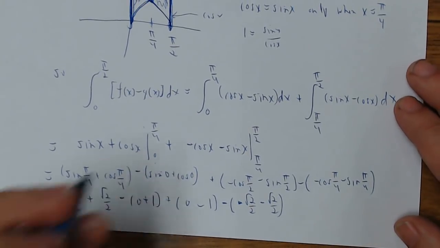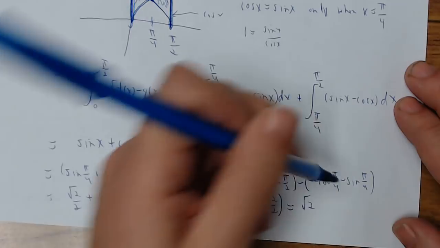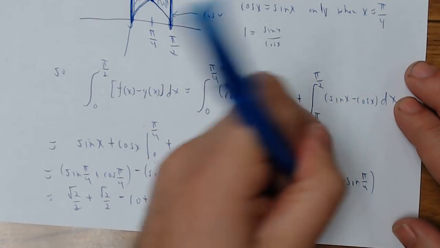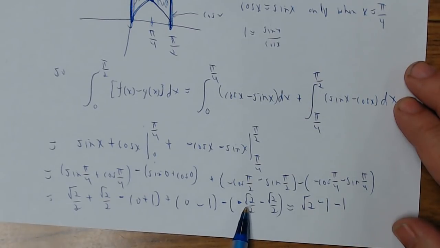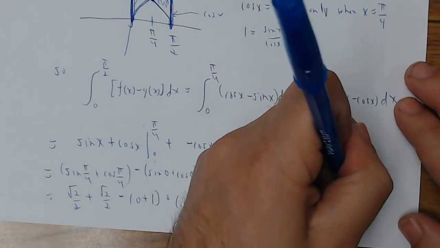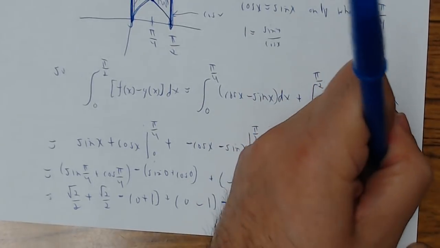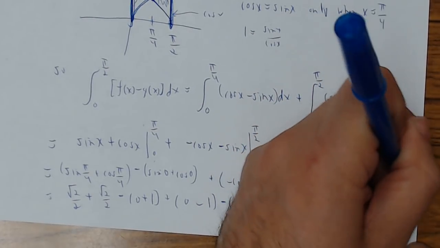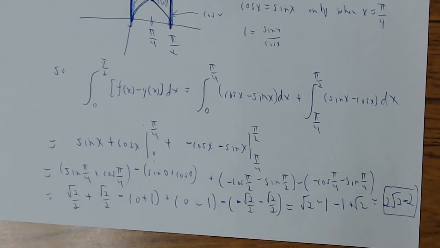And so now we just simplify. So root 2 over 2 plus root 2 over 2 is root 2, minus 1, I get another minus 1, and then negative root 2 over 2 minus root 2 over 2 is negative root 2, but with that minus there, makes it plus root 2. And so then my answer becomes 2 root 2 minus 2. And there you have it. So this is exactly what we have.